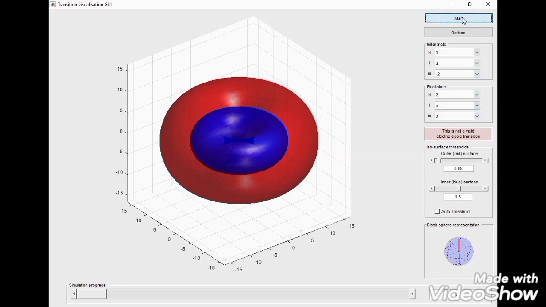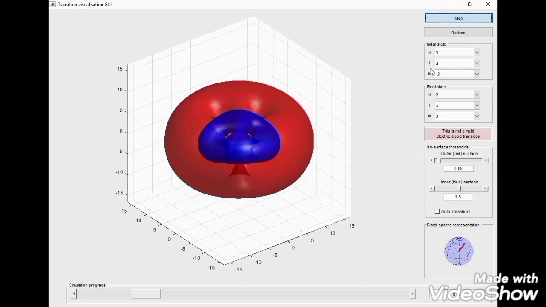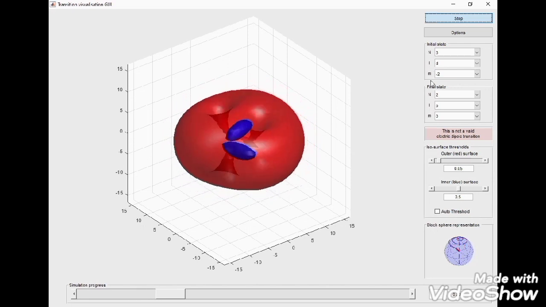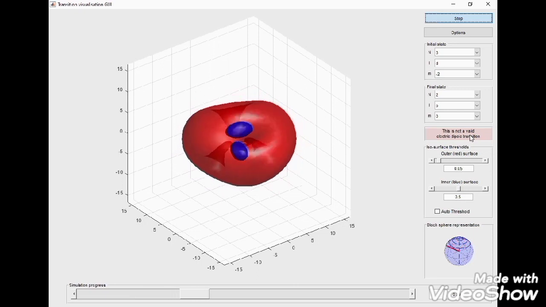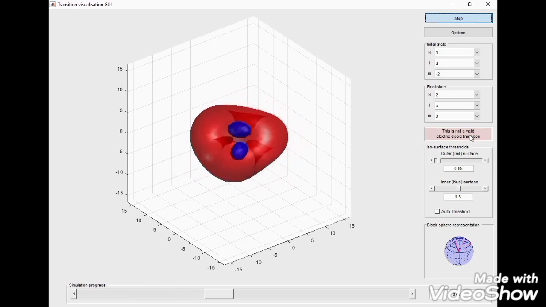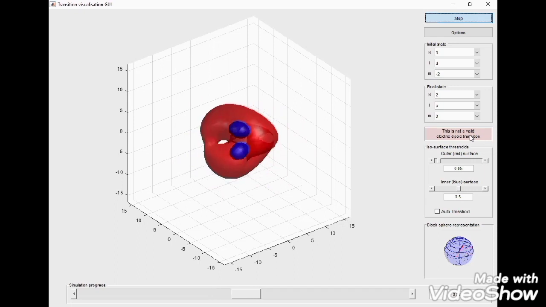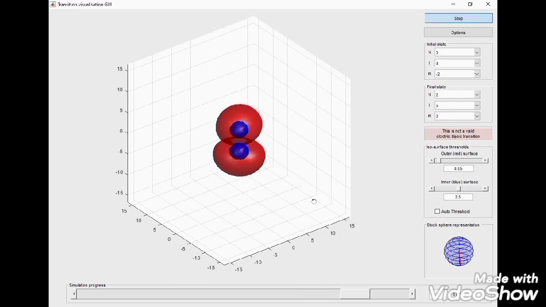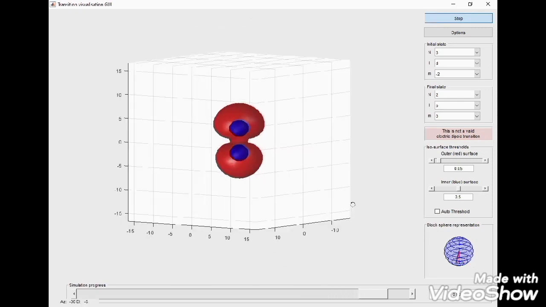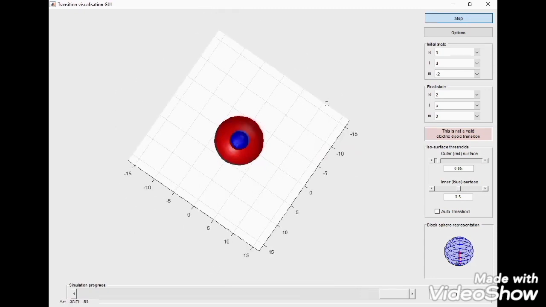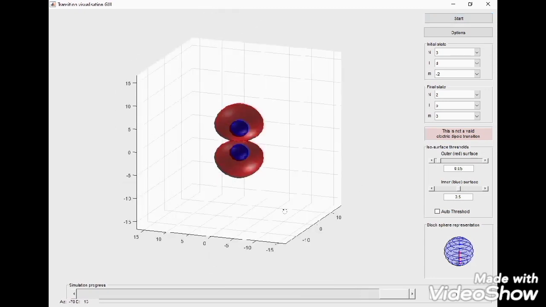Now let's start. Here we are moving from initial state n equal to 3, and we will get the form of 2p in this case, that is our final form, and m is supposed to be equal to 0. Remember this thing, that this is not at all valid for the electric dipole transition. Over here we have considered the Bloch sphere representation, and I can also rotate this in any direction as well, for example dorsal or ventral view.